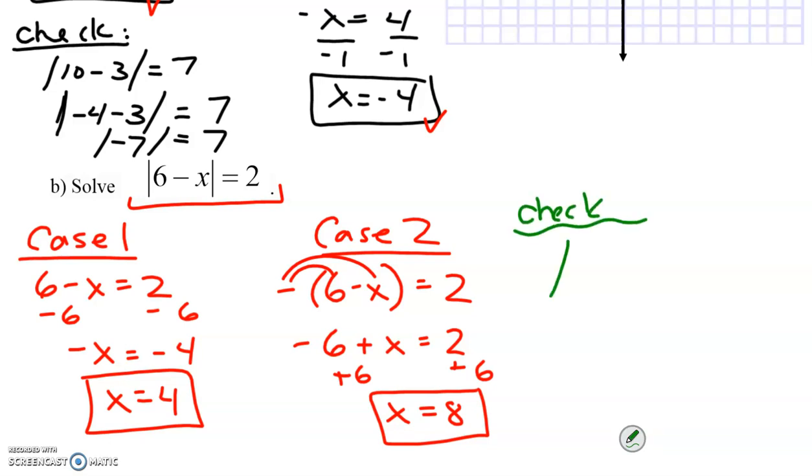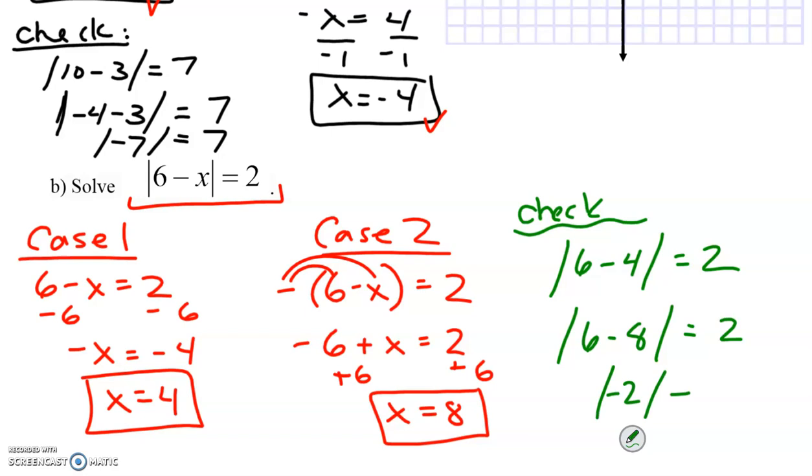So when I check, I'm going to plug that into |6 minus 4| equals 2. That appears to work. The other option is |6 minus 8| equals 2. That'll give me absolute value of negative 2, which does equal positive 2. So both of my answers do check.